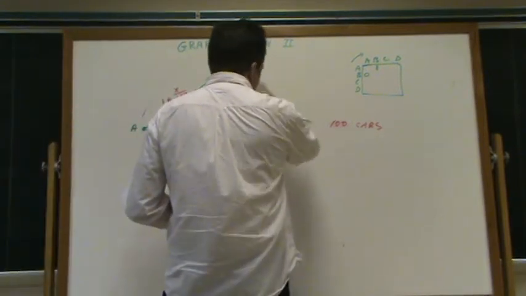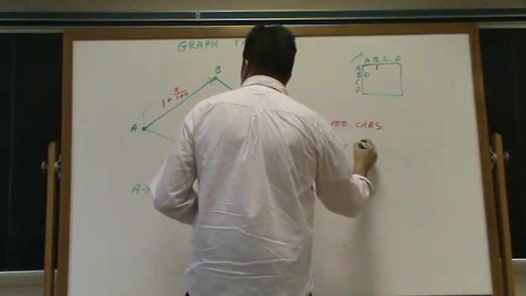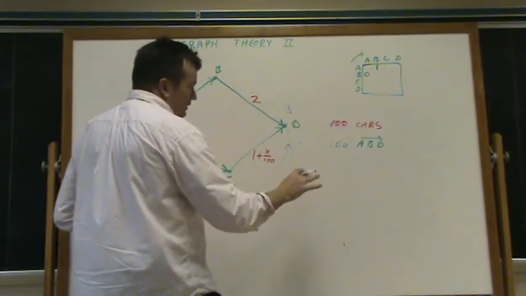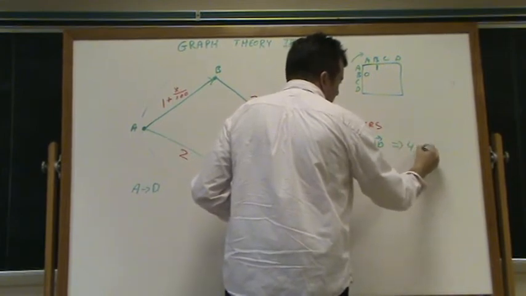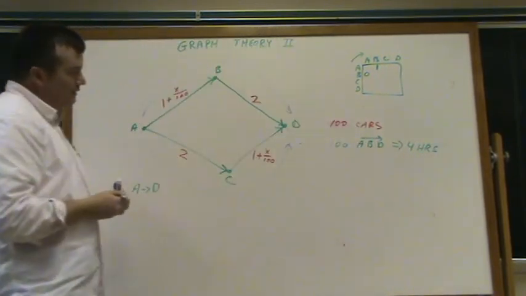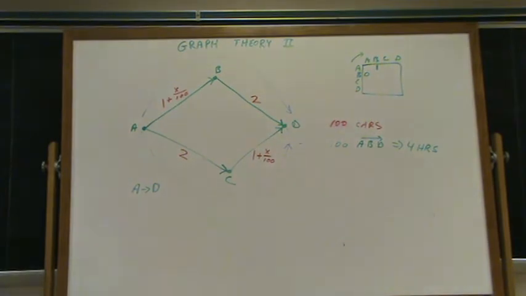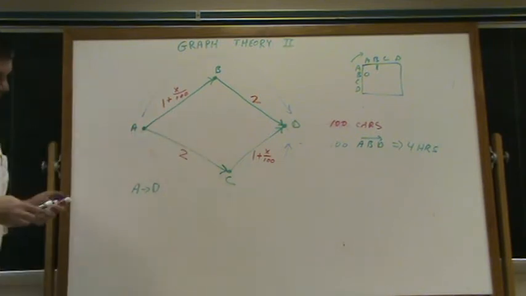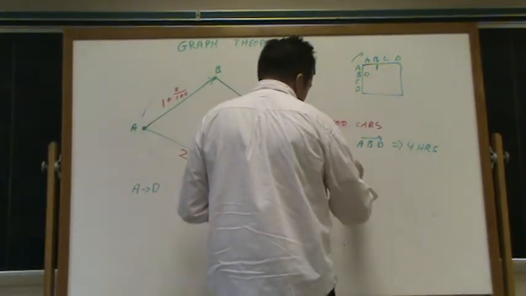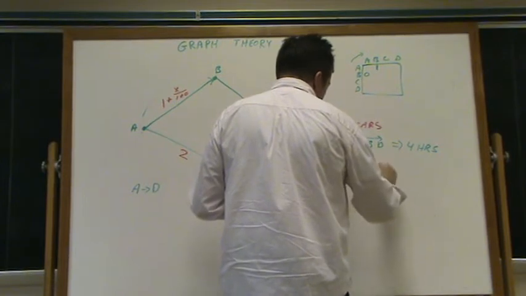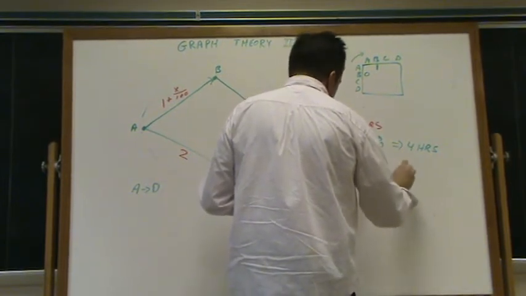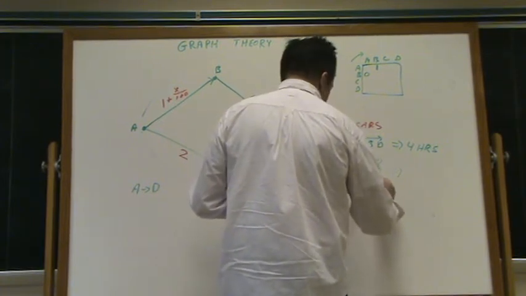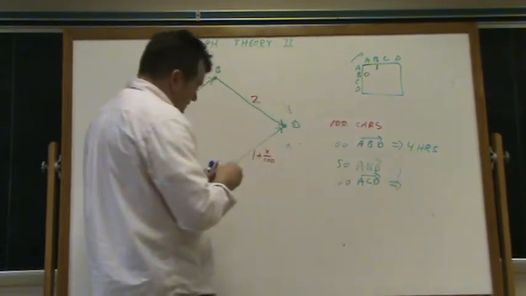So if they all went across the top, 100 going A, B, D, following that path, everybody would take 4 hours to get to their destination. Is there a better answer? 50 and 50. Okay. Because it's symmetrical, the 50-50 split probably makes sense. So if we have 50 go A, B, D, 1.5 plus 2 is 3.5, and 50 went A, C, D, then how long would each take?